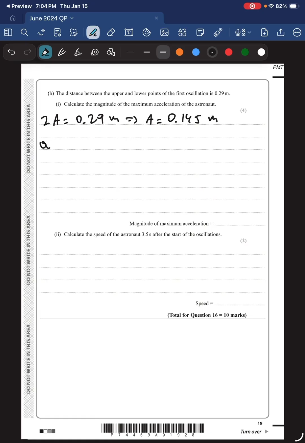And then we know that the acceleration is omega squared times the amplitude. And this is equal to 4 pi squared times the frequency squared times a. If we plug in the numbers, I'm feeling lazy, I'm going to just give you the final result: 0.66 meters per second squared, which is nothing, I guess. And part 2, calculate the speed of the astronaut 3.5 seconds after the start of the oscillations.